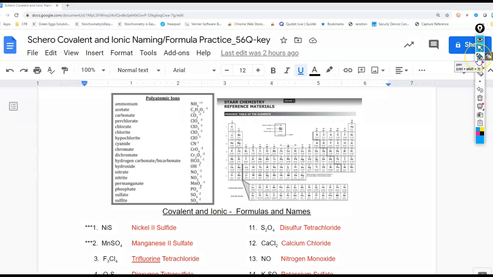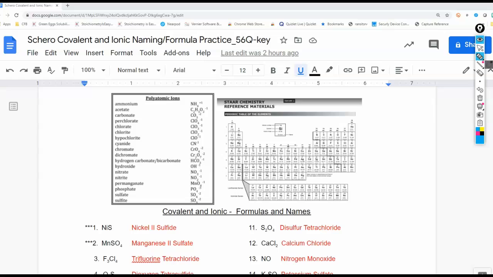Okay, hi everybody. Welcome back to our naming and writing chemical formulas practice. We're going to be focusing on naming and writing the chemical formulas for ionic and covalent molecules. And if that's the case, then what we have to be able to do is distinguish between ionic and covalent molecules. So that's probably the thing that will help you the most.